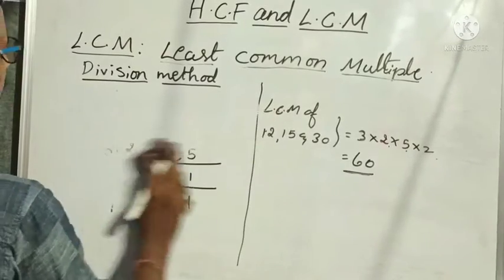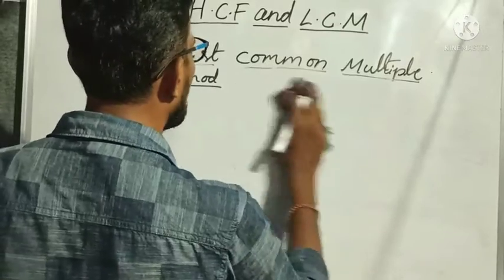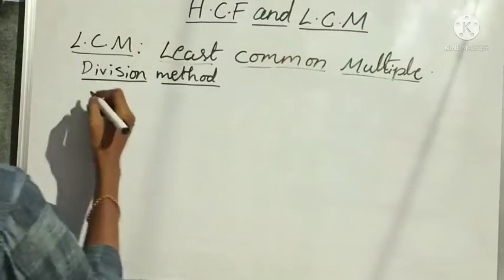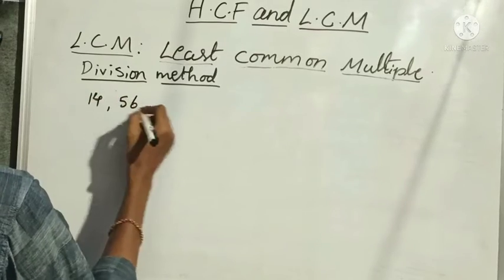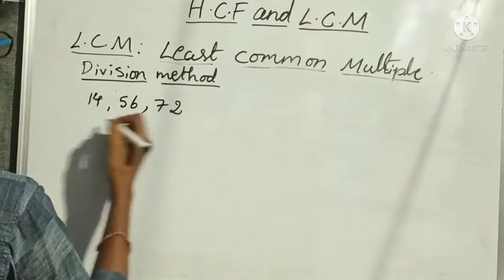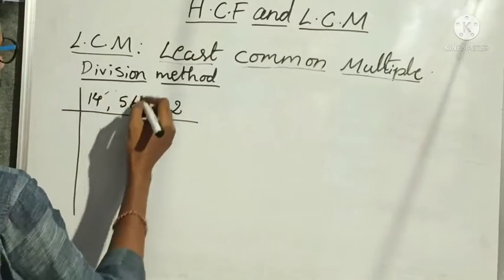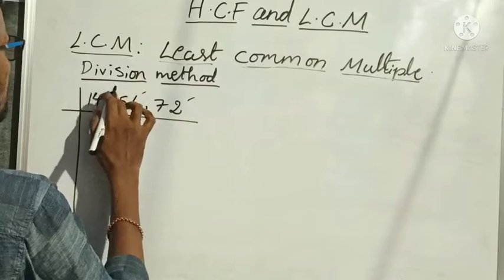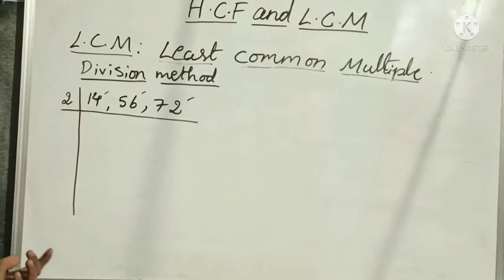Now let us see one more example. Two examples we have done with prime factorization. The same two examples we will do in the division method also now. Okay. So 14, 56 and 72, right? Now you see 14 is an even number, 56 is an even number and 72 is also an even number, right? So when all three are even numbers, then we can go with the 2 table.